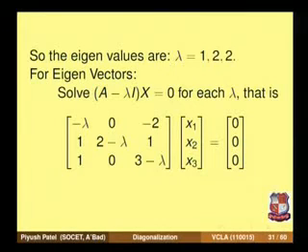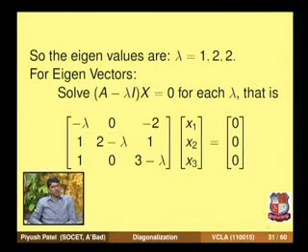So we have to check whether it has a total of 3 eigenvectors or not. If not, then the matrix is not diagonalizable. So for eigenvectors, we will solve the homogeneous system given by A minus lambda I times x equal to 0 for each of the eigenvalues. Here we have 2 distinct eigenvalues, so we solve the following systems. The coefficient matrix of the system is minus lambda, 0, minus 2; 1, 2 minus lambda, 1; 1, 0, 3 minus lambda, times x1, x2, x3 equal to 0, 0, 0.